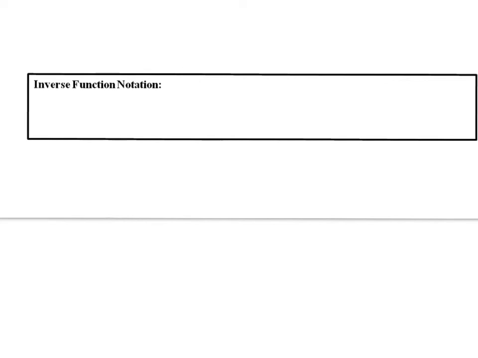Our inverse function notation looks like the following: f with a superscript, almost like an exponent, of -1 of x. That notation stands for the inverse of the function f.